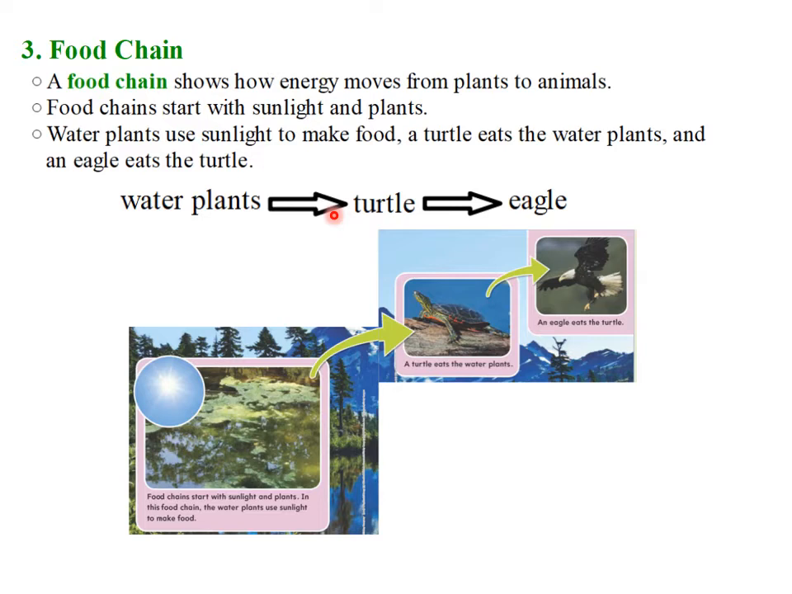So food energy flows from one organism to another, and the arrow is used to show the feeding relationship between the animals. The arrow points from the organism being eaten to the organism that eats it. If we look at these pictures, we can see a food chain. Water plants use sunlight to make food. A turtle eats the water plants, and an eagle eats the turtle. So this is a food chain. It shows how energy moves from plants to animals.